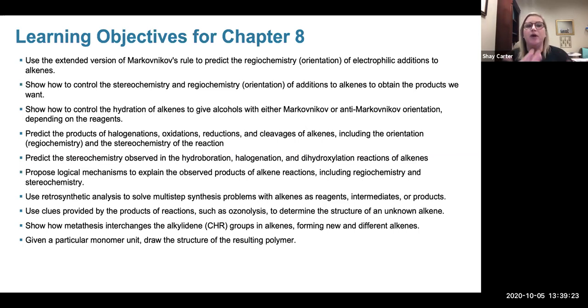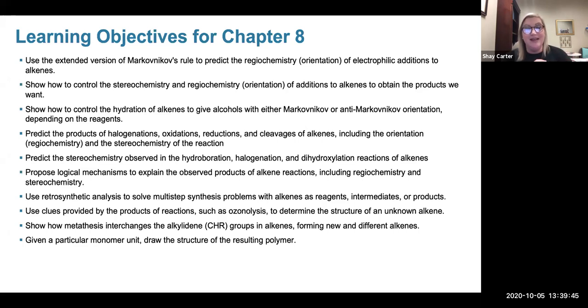You could propose logical mechanisms to explain the observed products of alkenes and include regiochemistry and stereochemistry. Just be able to think through possible mechanisms. You don't have to memorize those. And then use retrosynthesis to solve multi-step synthesis problems with alkenes as reagents, intermediates, or products.